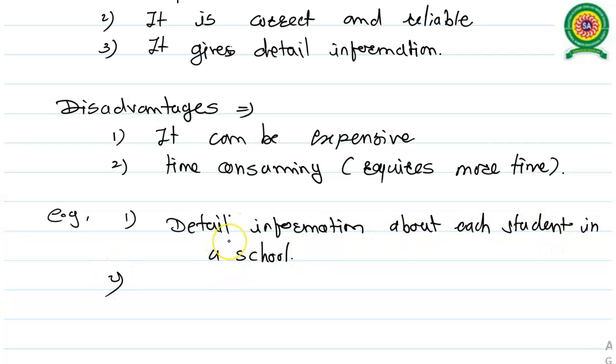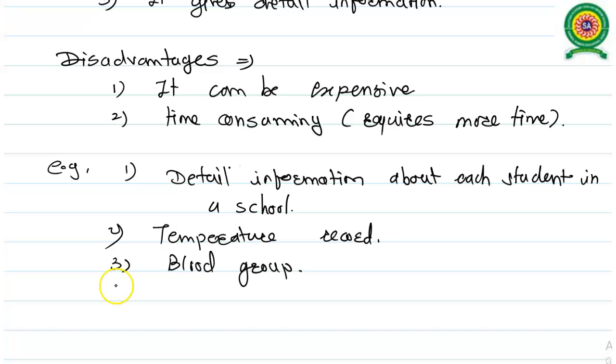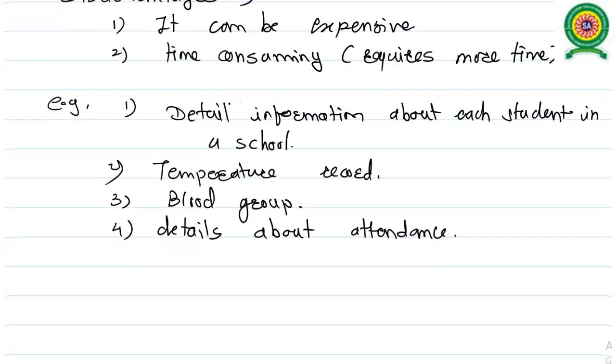Now the second example of primary data is the temperature record of each student, or of each worker in a factory, something like that. Third, the blood group of each student in a school. The fourth one is details about attendance of every class in a school. Those are a few examples of primary data.